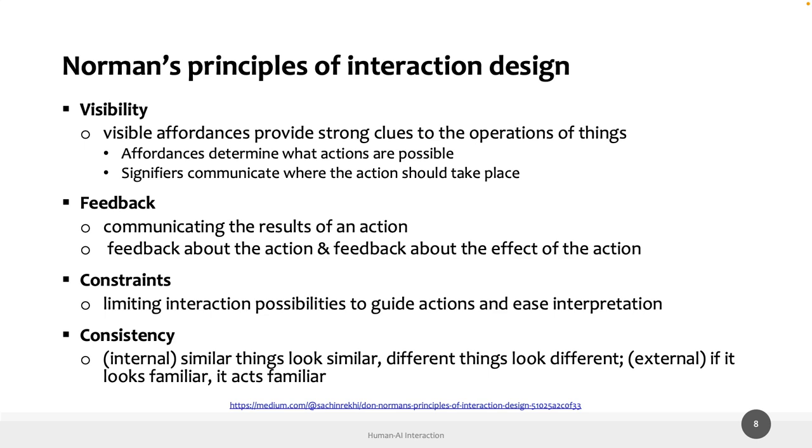And finally, there is consistency. And we have in this case two kinds of consistency. The internal consistency means that similar things should look similar, and on the contrary, different things should look different. An example of bad internal consistency is a user interface that uses buttons with different shapes. This obviously creates confusion and may lead to errors and wrong mental models. And then there is also external consistency. Something that looks familiar should also act familiar. So buttons, for example, look like physical buttons in graphical user interfaces, so I can recognize that I can press them.